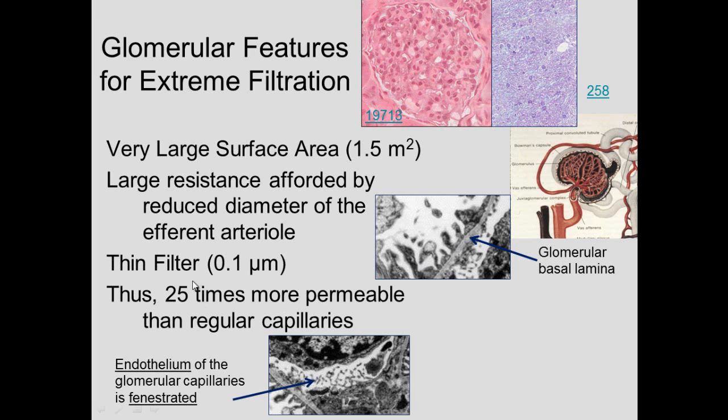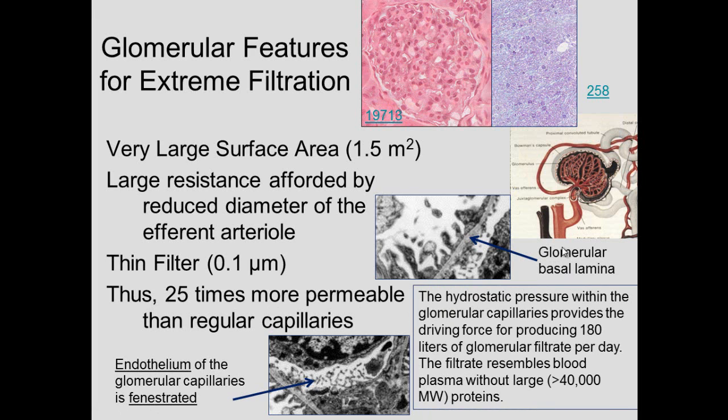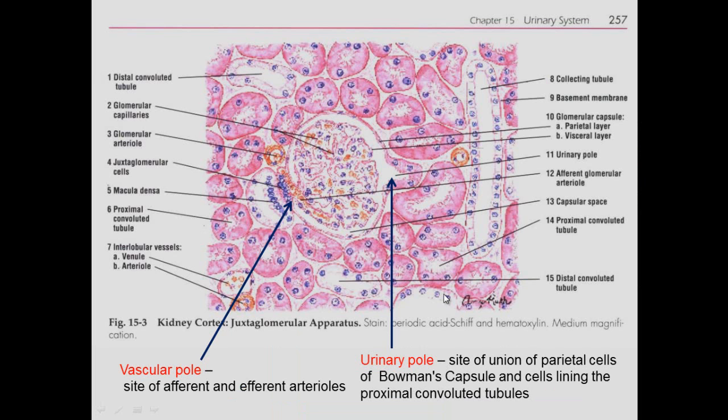And then also, here we see the fenestrated endothelial cells of the capillaries, so that it's 25 times more permeable than regular capillaries for the filtrate to be produced. So the hydrostatic pressure brought about by the difference in the size of these vessels produces 180 liters of filtrate a day. The filtrate resembles blood without large molecular weight molecules, that is, those that are larger than 40,000 molecular weight.